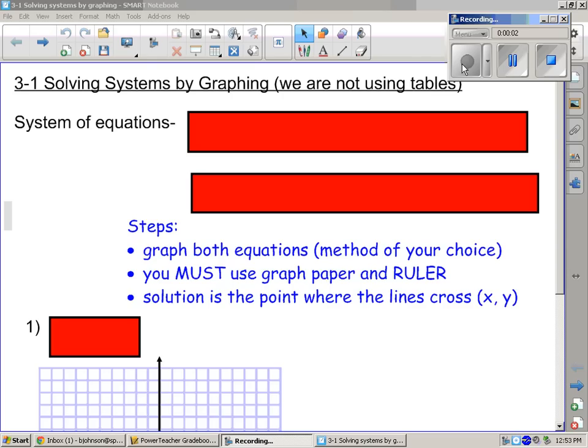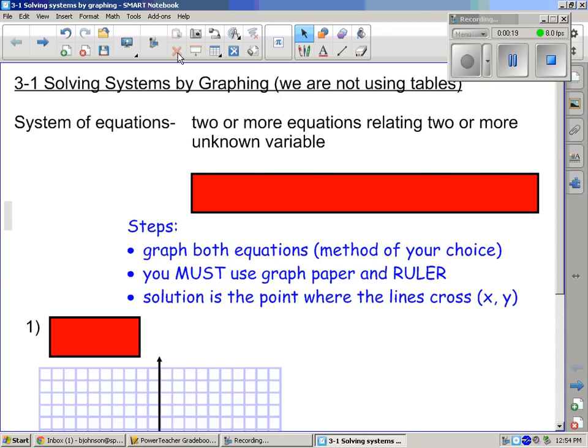All right, welcome. We are going to do 3-1, which is solving systems of equations. There's many different ways to solve systems. We're going to do it by graphing today. Your book will talk about using tables a little bit, but we're actually not going to cover that part. We'll just be solving by graphing today, and then we'll use algebra rules a little bit later.